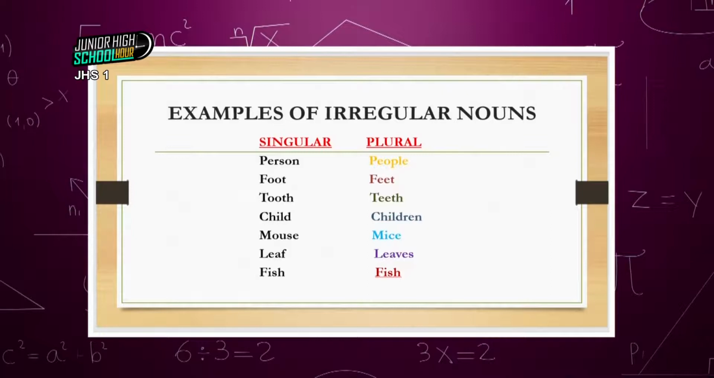We have mouse, and the plural form is mice. The next one we have leaf, and the plural form is leaves. Different spelling. And then the next one we have fish, and the plural form is fish.